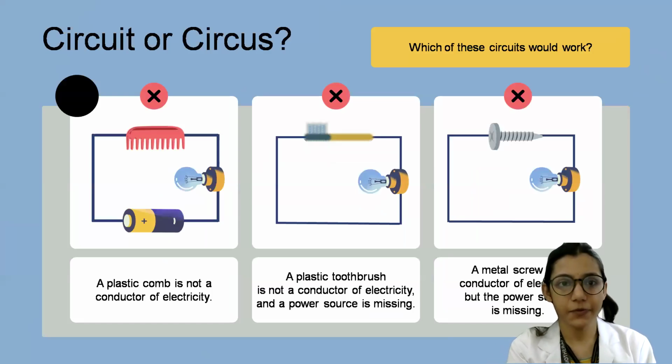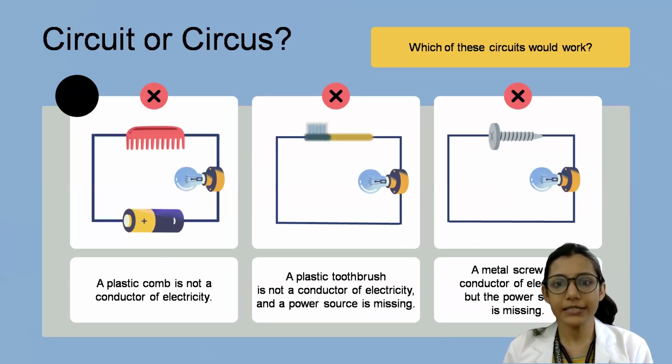So why? First, the A image is having a comb and a battery, where the plastic comb is a non-conductor. Anything in the circuit which is not a conductor will not conduct the electricity. Henceforth, the first one will not work. Now, the second one is having a plastic toothbrush. A plastic toothbrush is also a non-conductor. Even if the plastic toothbrush is exchanged with a wooden toothbrush, it will again be a non-conductor.